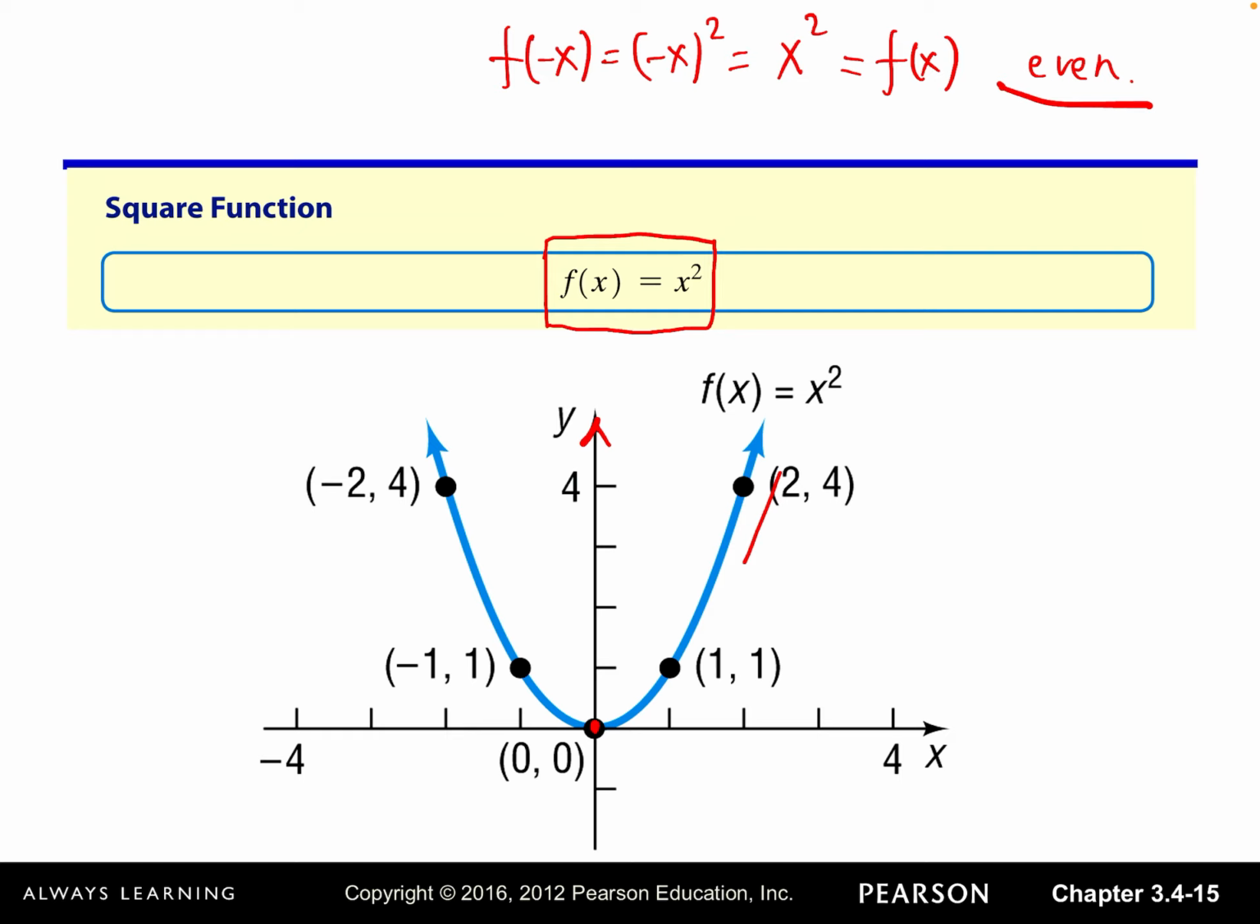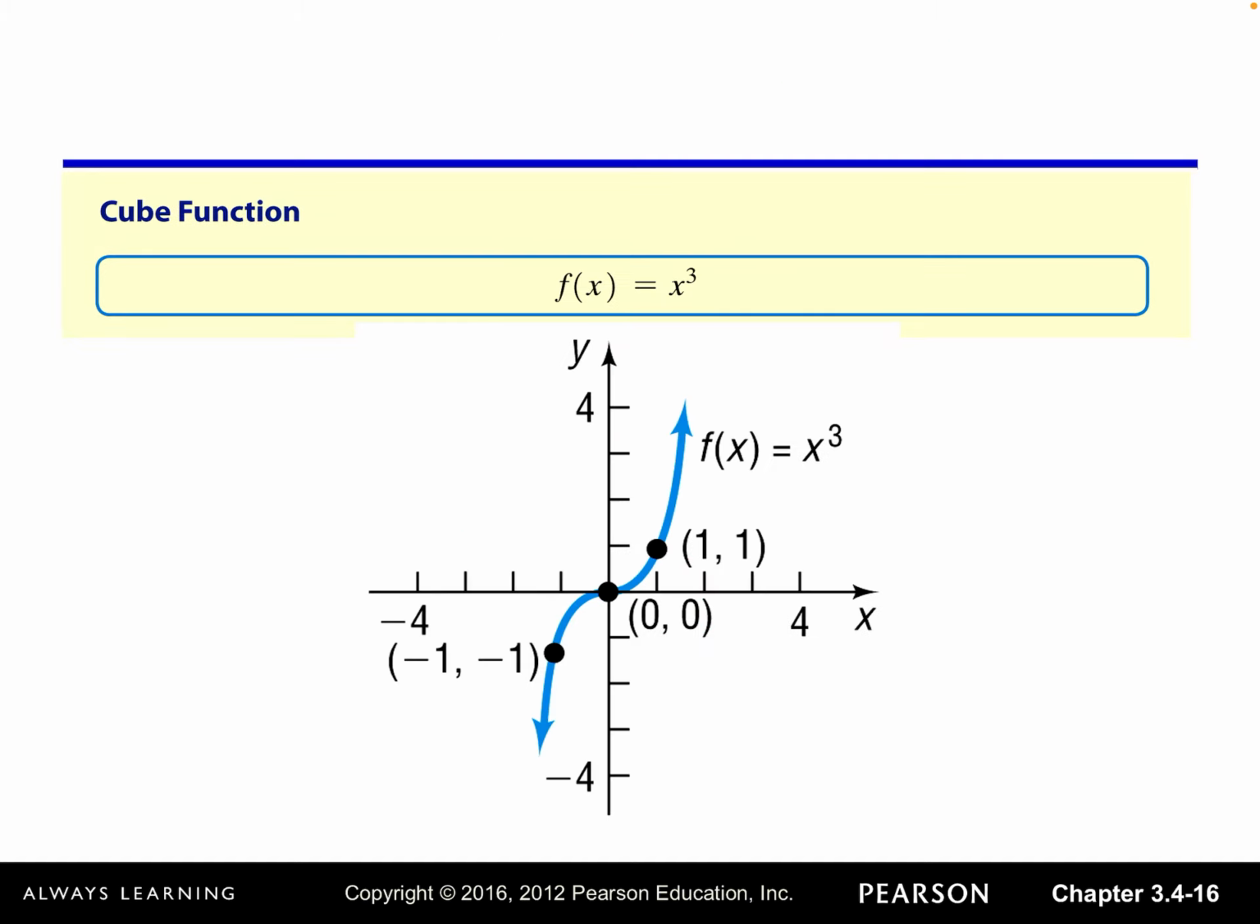For increasing and decreasing: from negative infinity to 0, the function is decreasing; from 0 to positive infinity, the function is increasing. It has a local minimum here at the turning point, and the minimum value is 0. It occurs when x equals 0. This is also an absolute minimum. There is no absolute maximum because this is an open interval. The domain is all real numbers. The range is non-negative numbers, since the graph is never below the x-axis.